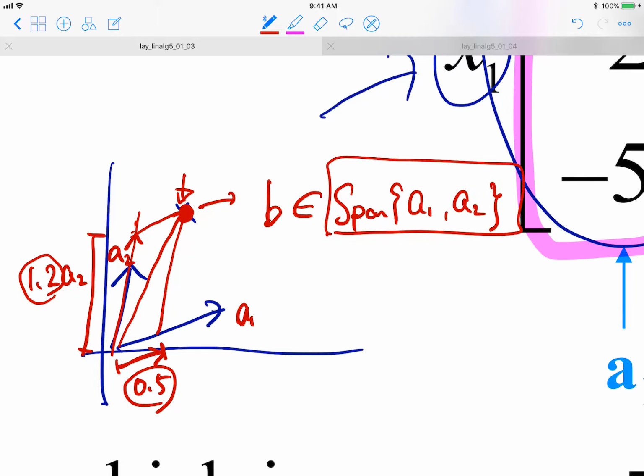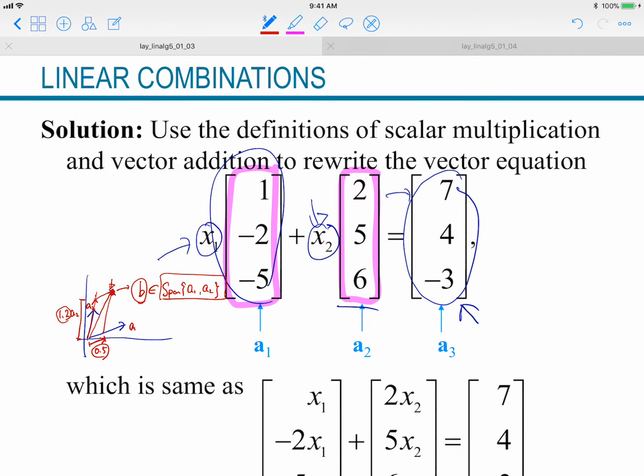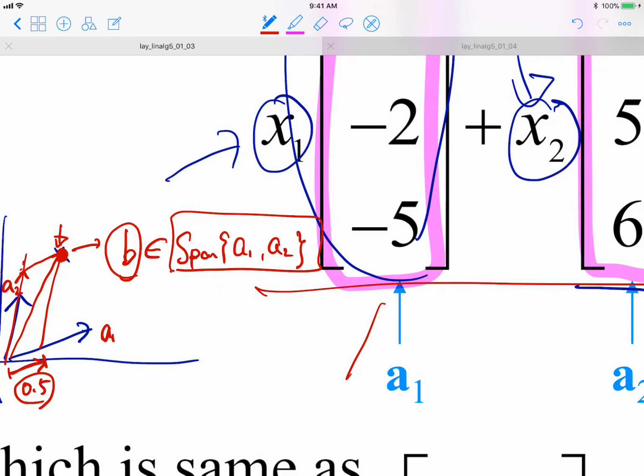Because this span contains all the possible linear combinations of these two given vectors, A1 and A2, right? And in order to represent B as a linear combination of these given vectors, at least this B should be inside the span of these two vectors, right? Okay, and in this case, let's consider the three-dimensional space, which is actually the case in this example.